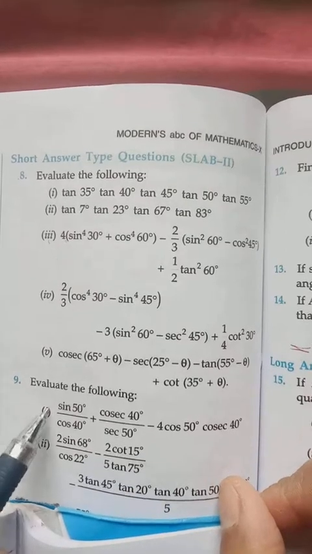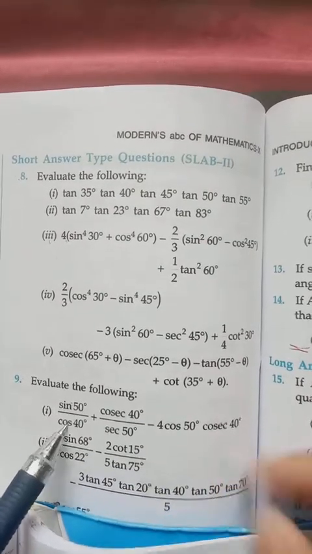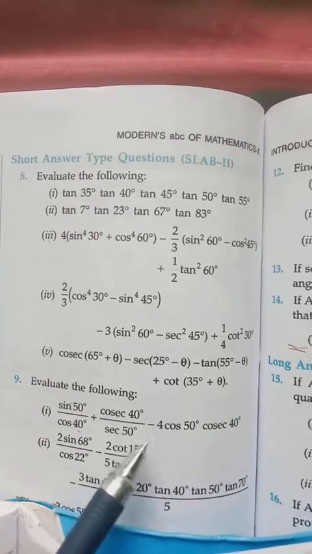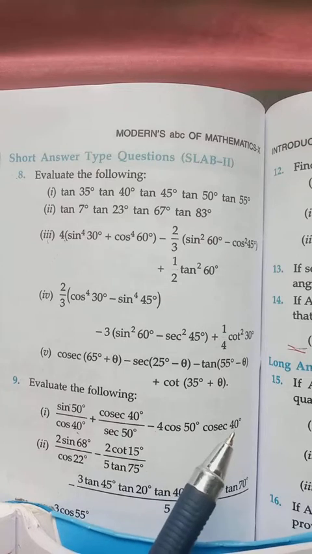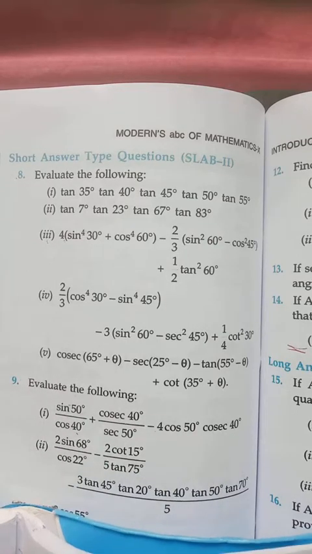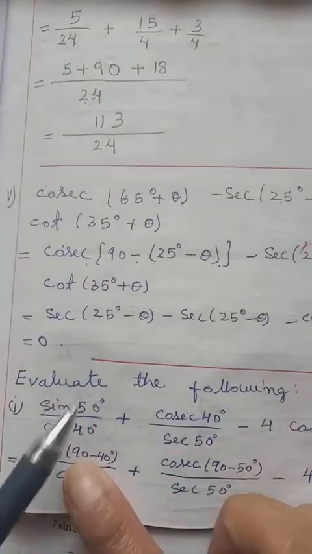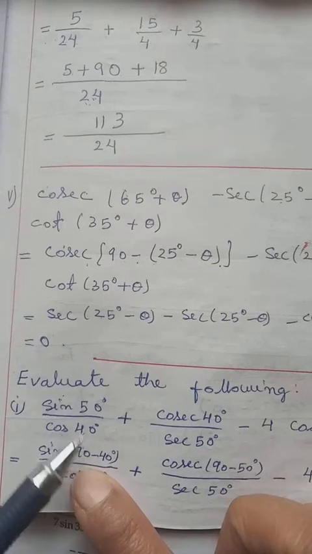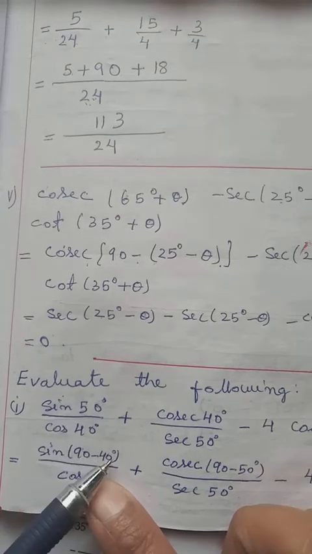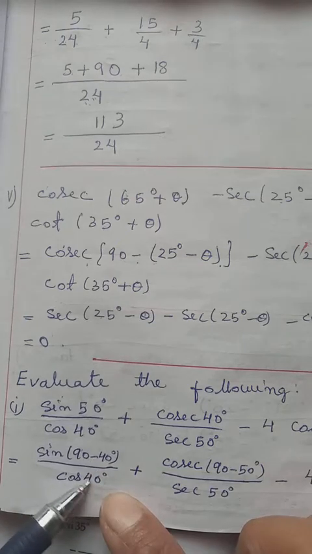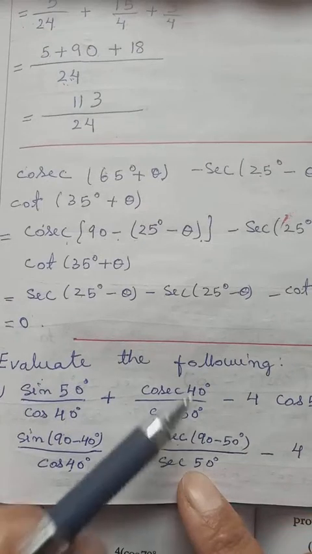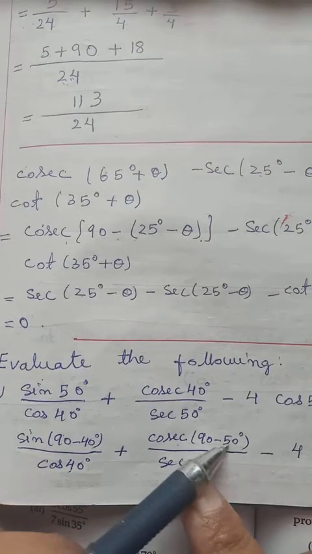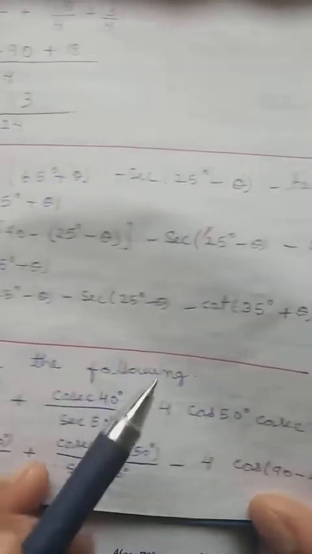Then next number 9(1), we have to find the value of sin 50 cos 40 plus cosec 50 sec 50 minus 4 cos 50 cosec 40. So here clearly the values are not in the table, so we have to use the complementary angle. Sine, let it be sine. So 90 minus 50 we get 40. Since here we have 40 degree, this is 40 degree, so no need to change, leave it like that. Cosec will be cosec. 90 minus 40 we get 50. Here you have 50, here you have 50, so no need to change anymore.